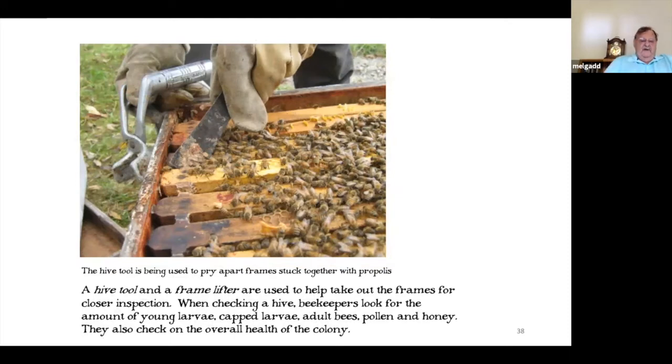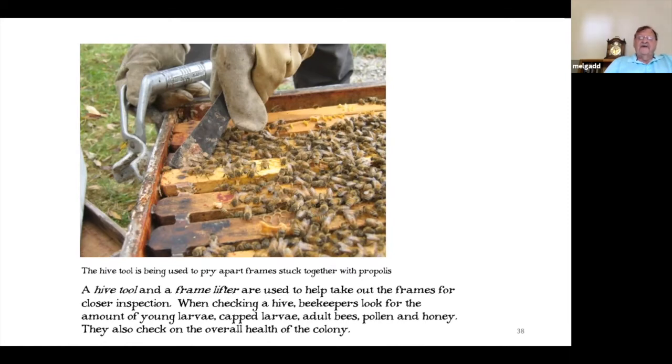Bees collect something called propolis. Propolis is a resin that they collect from the trees, and it has a number of purposes. One, it's a glue, and they seal every joint, and they will seal the frames into the hive.